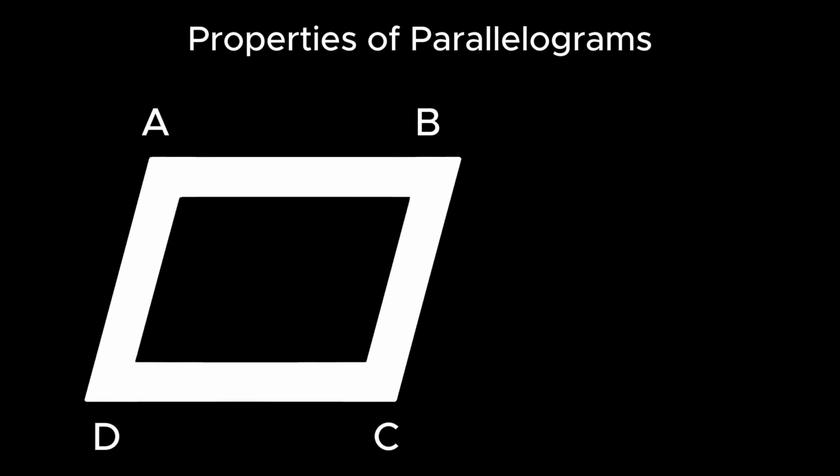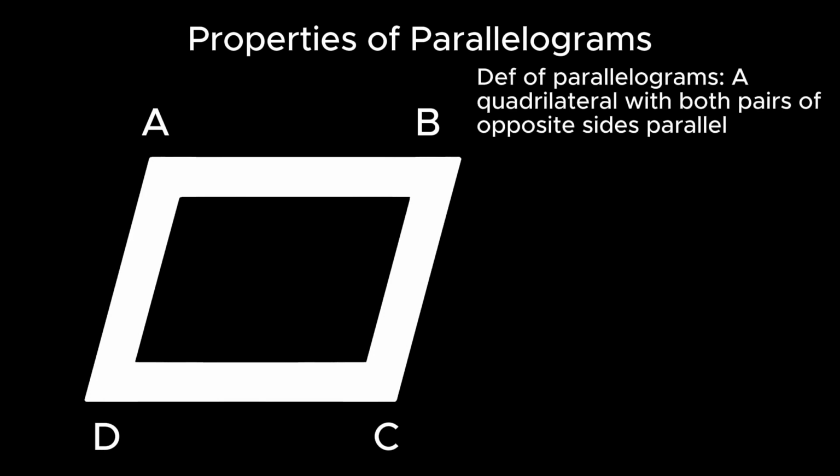Well, the definition of a parallelogram is a quadrilateral, which is a four-sided polygon with both pairs of opposite sides parallel. Another thing about parallelograms is that the opposite sides are also congruent. So AB is not only parallel to DC, but it's also congruent, and AD is parallel and congruent to BC.